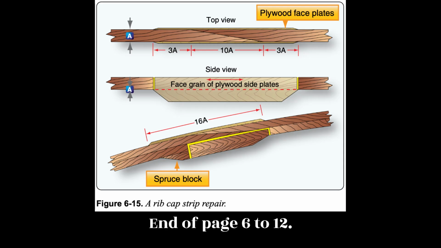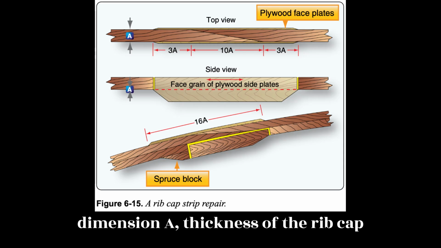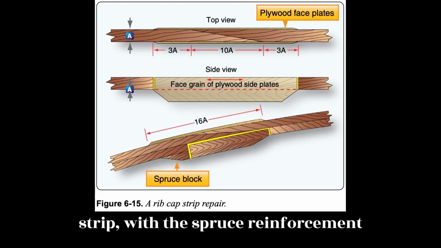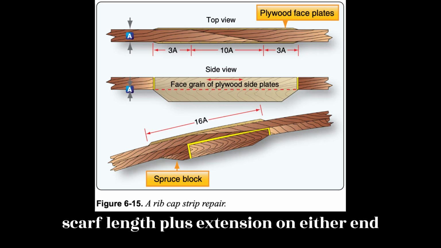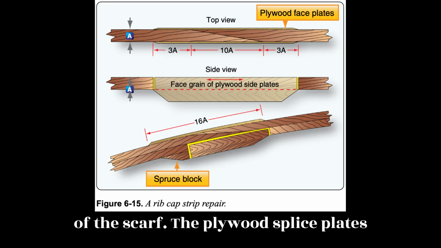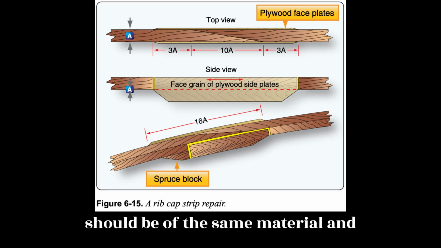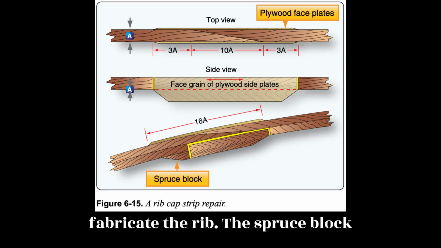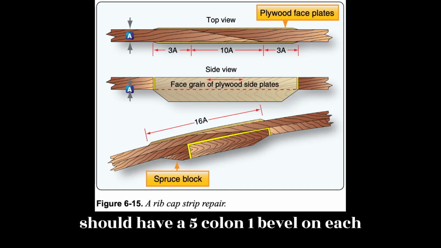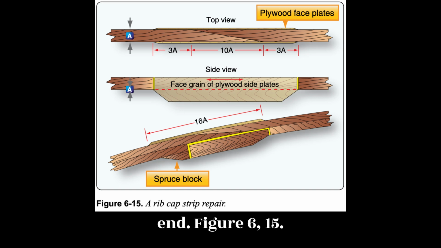End of page 6-12. The scarf length bevel is 10 times dimension A, the thickness of the rib cap strip, with the spruce reinforcement block being 16 times dimension A, the scarf length plus extension on either end of the scarf. The plywood splice plates should be of the same material and thickness as the original plates used to fabricate the rib. The spruce block should have a 5:1 bevel on each end.